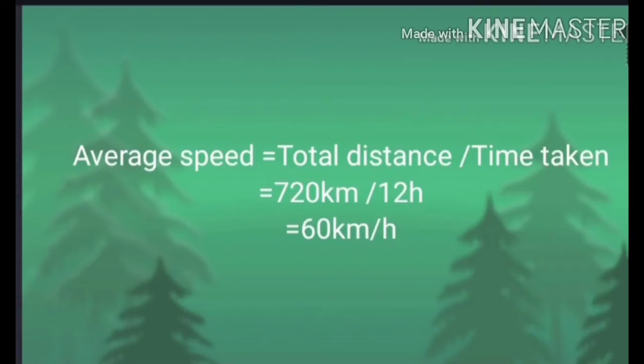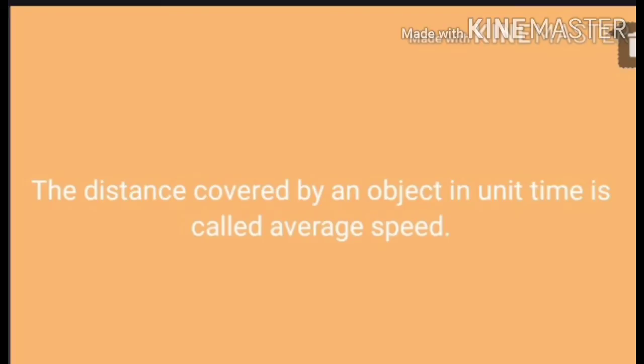Can you say the train has covered exactly 60 km in each hour? Obviously, the answer is no, because there may be some variations in distance covered by the train each hour. So we take the average of distances covered by the train for each hour to decide its average speed. The distance covered by an object in unit time is called average speed. The average speed formula is total distance by time taken.